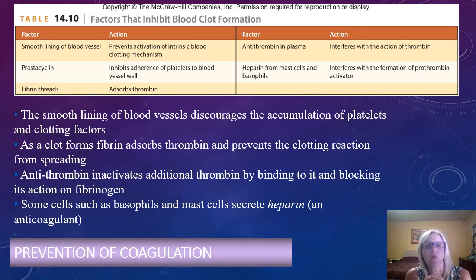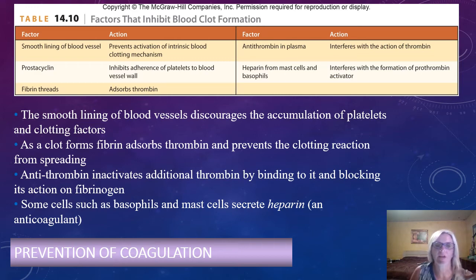As a clot forms, fibrin absorbs thrombin, and that can help prevent the clotting reaction from spreading on throughout the body, because you do not want to throw blood clots all over your body. If blood clots are thrown all over your body, that is basically what we call DIC, or disseminated intravascular coagulation, which is a very, very serious condition, and that's where you have blood clots basically everywhere, so we don't want that to happen.